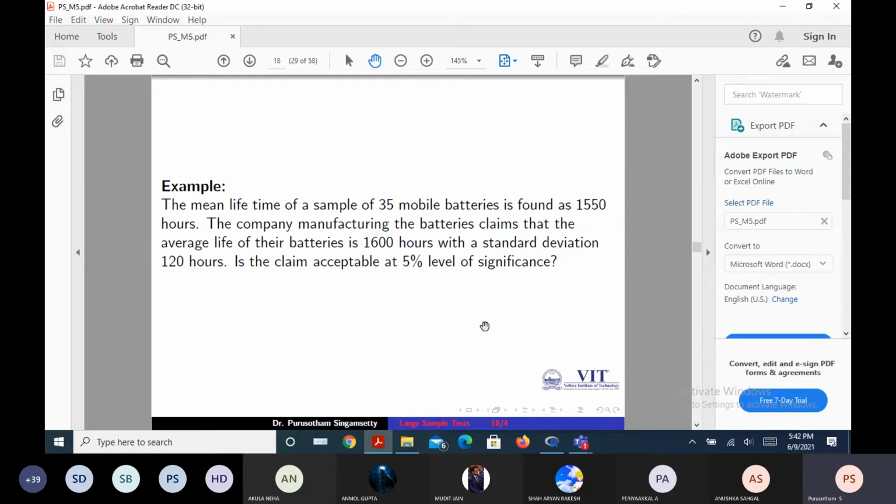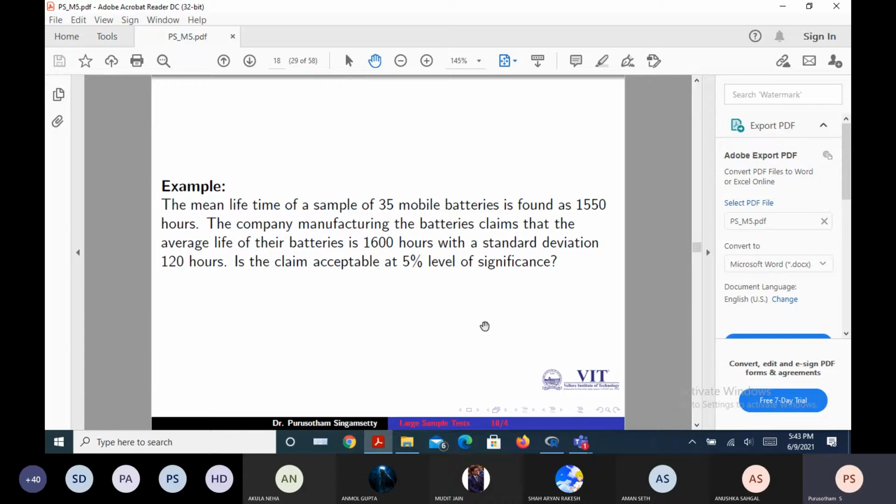As I said earlier, if the size of the sample is 30 or more, will it be treated as a small sample test? No, sir. Then what is it? So it's a large sample. Right. Now, this question is a large sample test where the size of the sample n is 35.